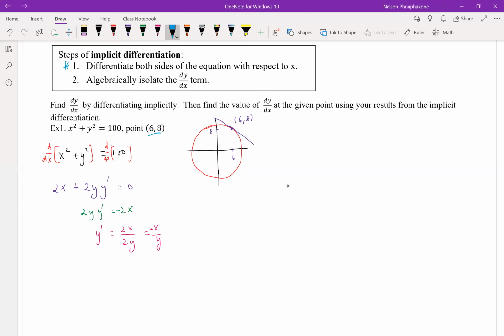Now we are going to evaluate at (6, 8). So I'm going to have y prime evaluated at x equals 6 and y equals 8, which is equal to negative 6 over 8, which is negative 3 over 4. So what does this mean? It means that the slope of the tangent line at the point (6, 8) is negative 3 over 4. Okay, that's it.